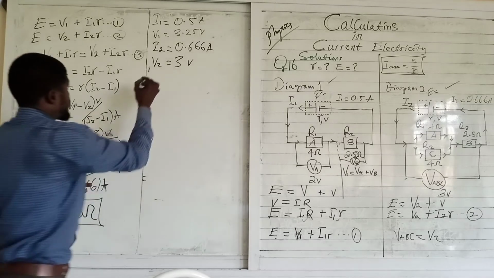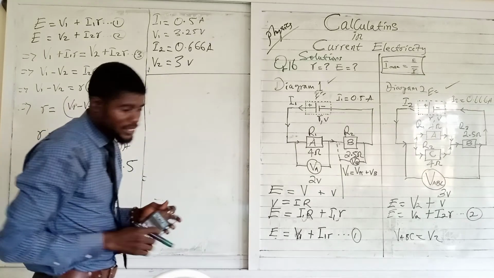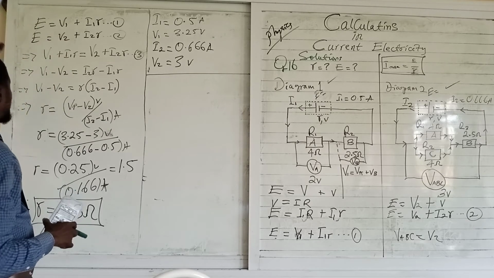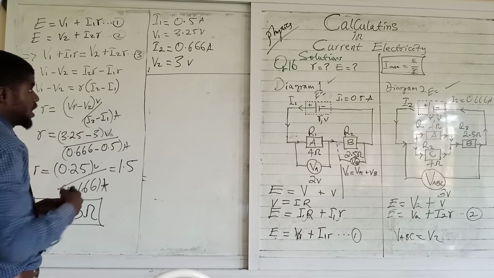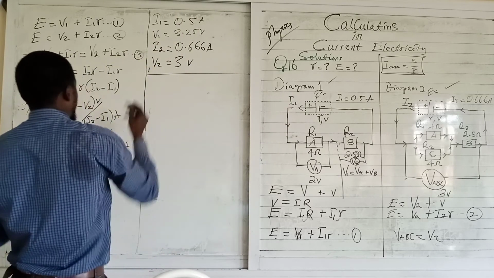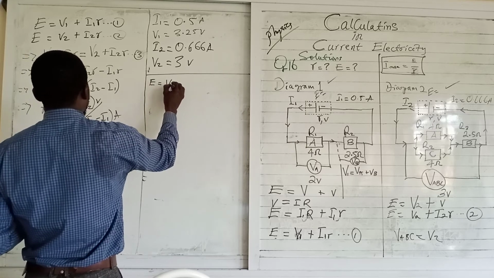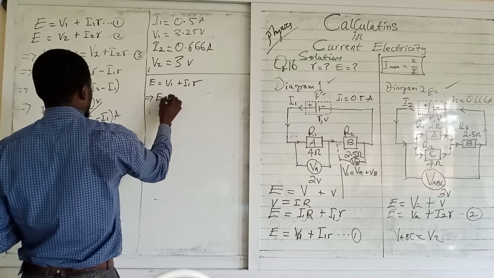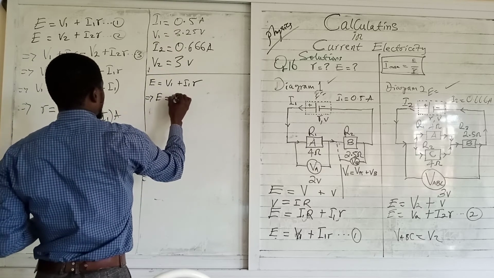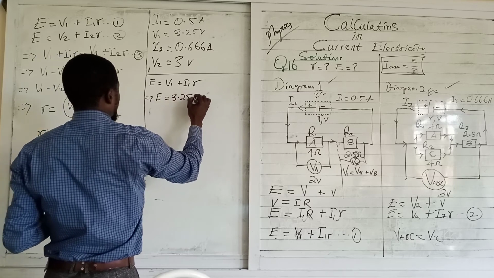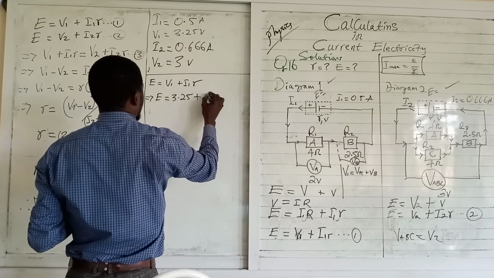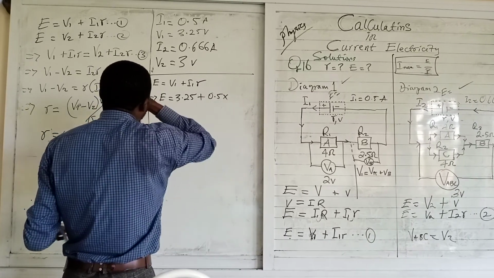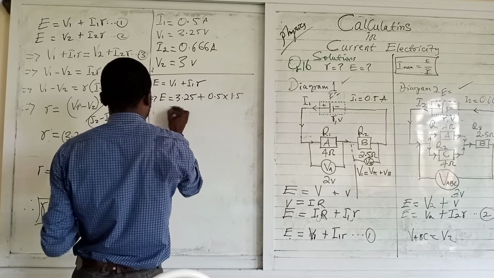Lovely. So now that we have found the internal resistance in the cell, we can come back to equation 1 and equation 2 and solve for E. Either way, we're going to have the same answer. So let's solve for the first circuit. We have E is given as V1 plus I1R. So E is equal to V1, which is 3.25, plus I1, which is 0.5, times 1.5.